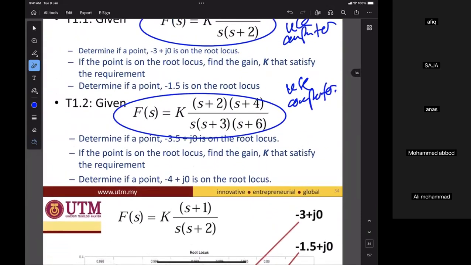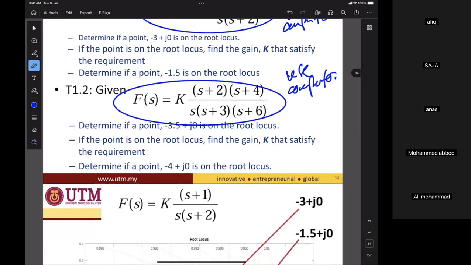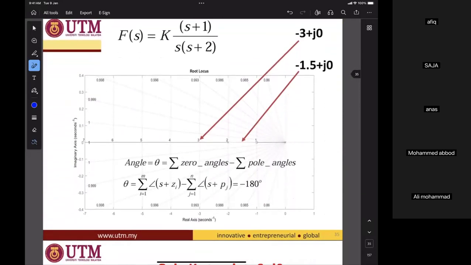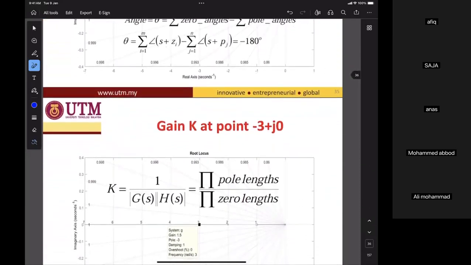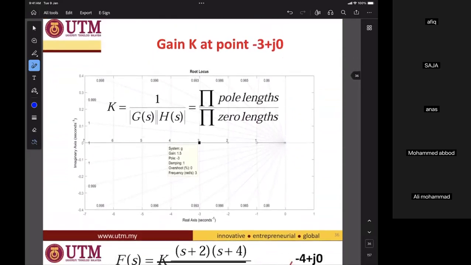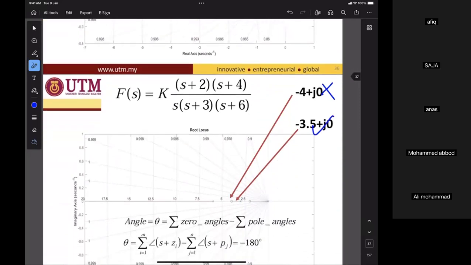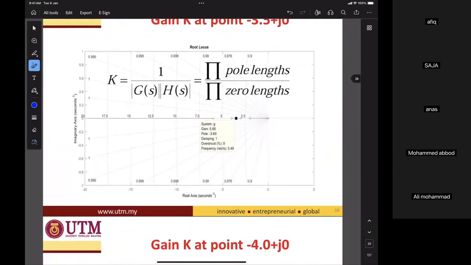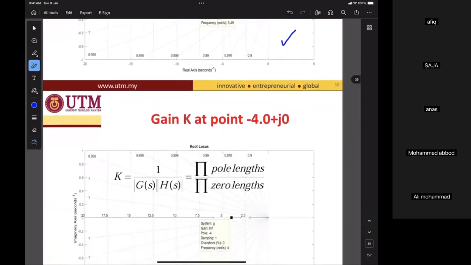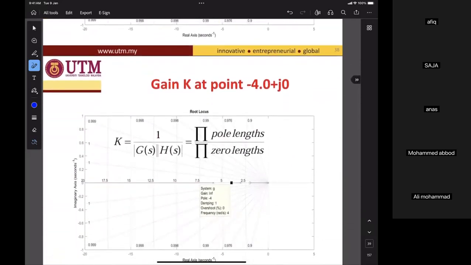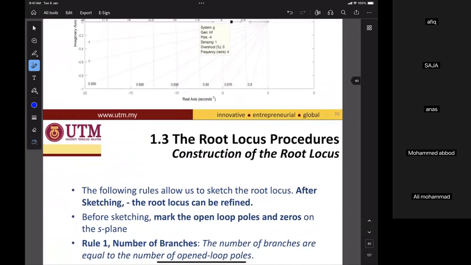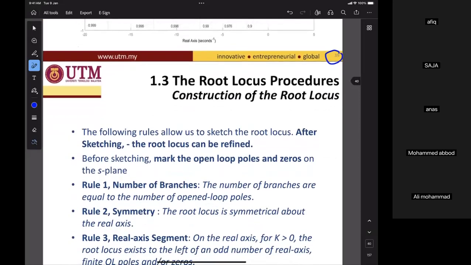-3 is on the root locus, -5 is not on the root locus. This one is not on the root locus, this one is on the root locus. -4, this one is not on the root locus, this one is on the root locus, which is here. And again at -4, as shown in the slides. So we stop here, at slide 39.